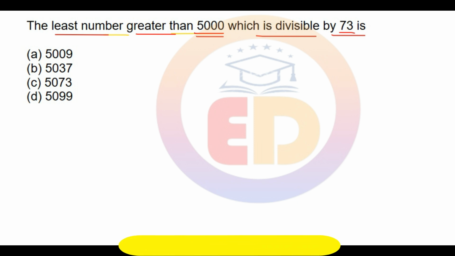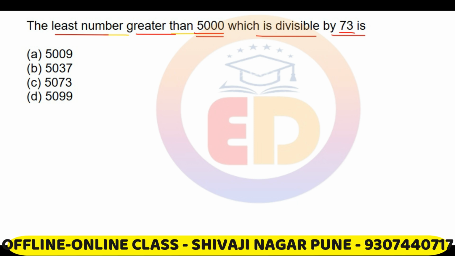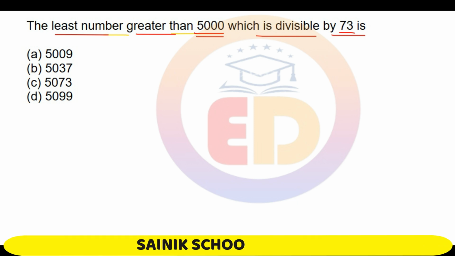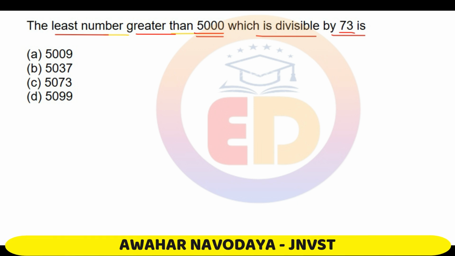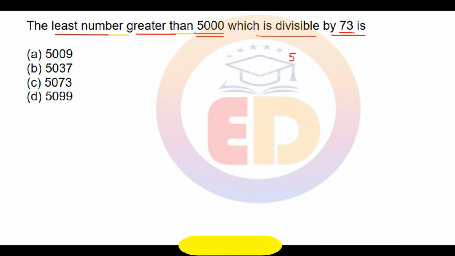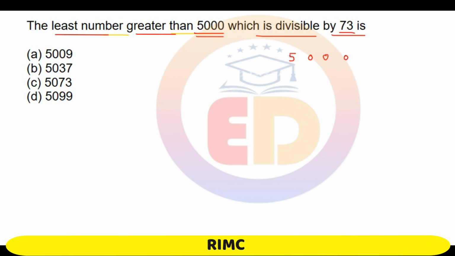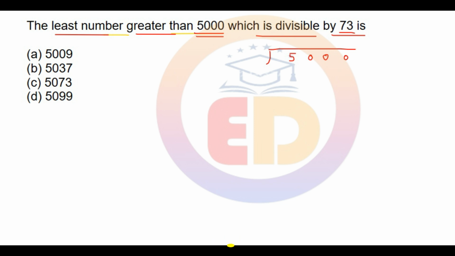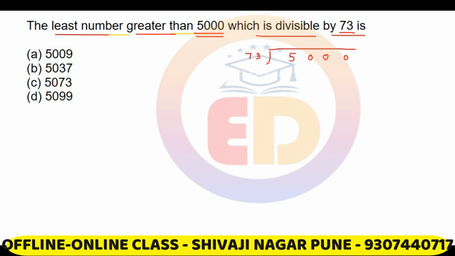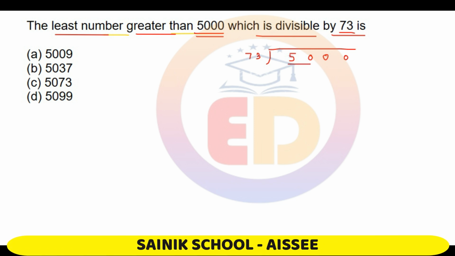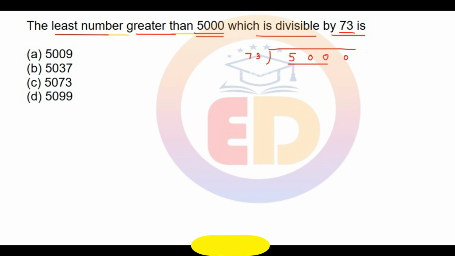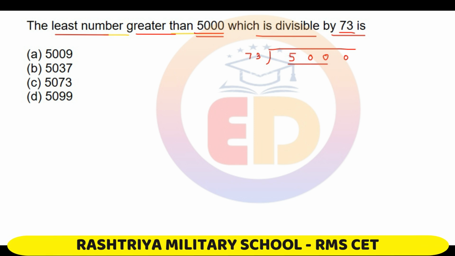The approach of solving this question will be, you take the number 5000 and then you divide it by 73 and find the remainder. So I will take 5000 and I will divide it by 73. 73 is a 2-digit number, so if I take 2 digits it will be 50, which will be lesser. So what I will do is I will have to take 3 digits, 500. And now let's take 73 6 times.